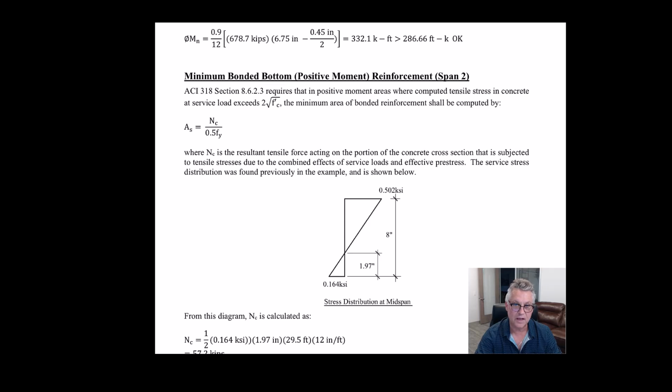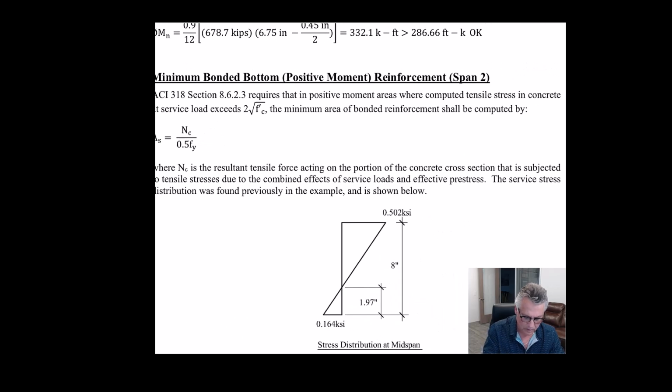Because we understand that there's a whole bunch of things that can happen that are beyond your control. The contractors make decisions that you can't control that may result in the slab cracking. So you want that bonded reinforcement in there. So, okay, made my point. What the code says is when you do exceed 2 squared F prime C, you are going to put in an area of steel. It's calculated by some NC factor divided by 0.5 Fy.